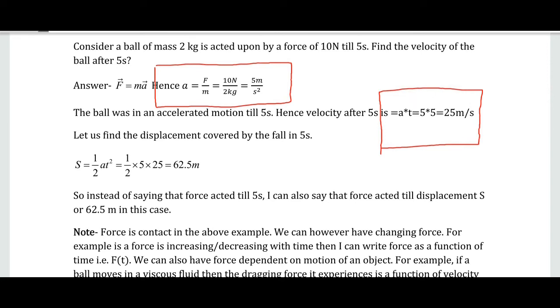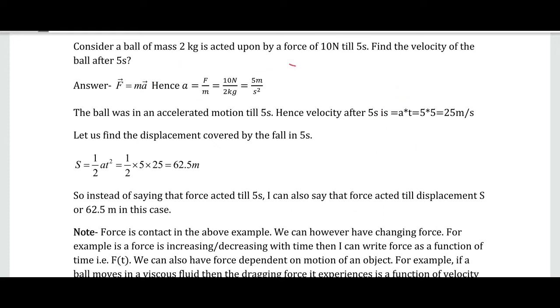Now can you tell me what happens to the velocity of the ball after 5 seconds? Here is a very interesting thing. The force acts only for 5 seconds, so the acceleration existed only for 5 seconds. So the maximum velocity that the ball has achieved is 25.